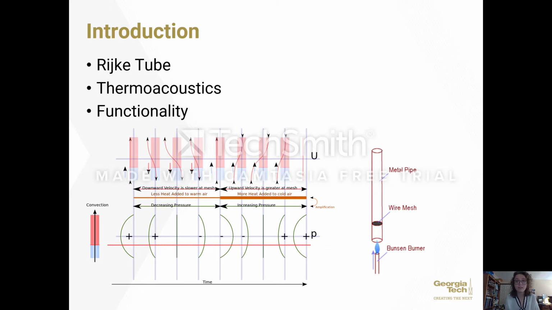A Reicha tube involves heating a wire mesh in a metal pipe, as pictured on the bottom right. It functions due to the chimney effect, or the convection of hot air oscillating. Pressure changes due to heating, and the natural oscillation of imperfect heating, such as the combustion of propane in this experiment, create a self-amplifying sound wave that quickly becomes very loud.